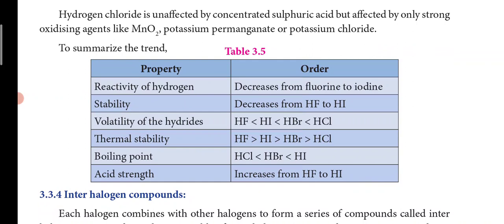What is the reactivity of hydrogen with halogen? So it decreases from fluorine to iodine. It will be high for fluorine and very low for iodine.